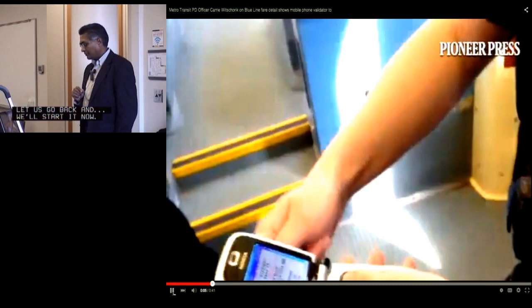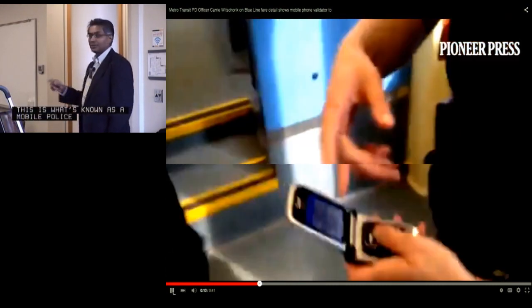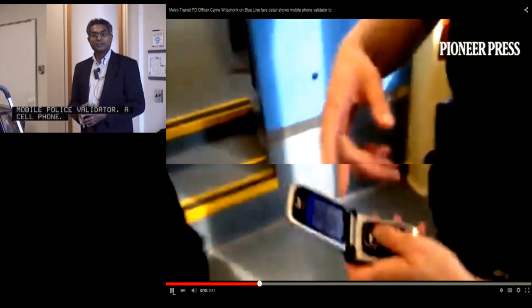This is what's known as a mobile police validator. It's a cell phone. And she's explaining how she checks, but somehow it's not coming through.